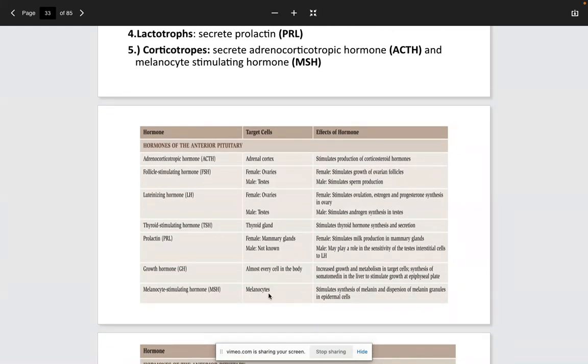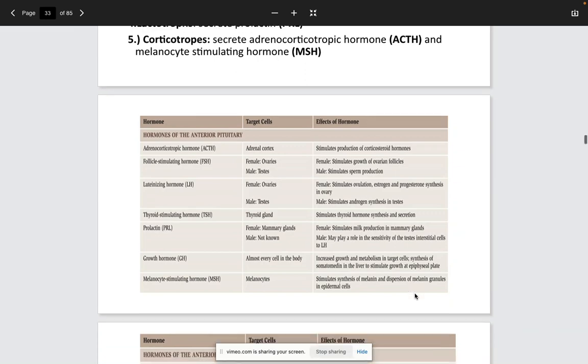Melanocyte stimulating hormone works on the melanocytes. Melanocytes are going to be present within the skin. This is actually what is going to be responsible for the synthesis of something called melanin, which, depending on how light or dark your skin color is, will depend on how much melanin you produce. So, as you can see in the lecture, I don't have very much melanin as I'm very fair complected.